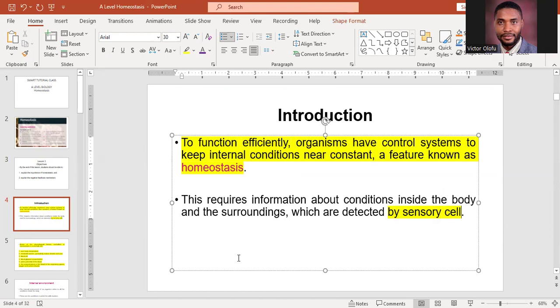Any factor that can cause a response in an organism is what we call a stimulus. So the sensory cells are cells that can pick up this stimulus. It can be a rise in temperature. It can be a rise in the blood glucose level. When it rises, sensory cells pick it up. Okay? So the sensory cells are parts of the homeostatic process. They are very important. Without the sensory cells, the body will be unable to detect the stimulus that we are talking about.